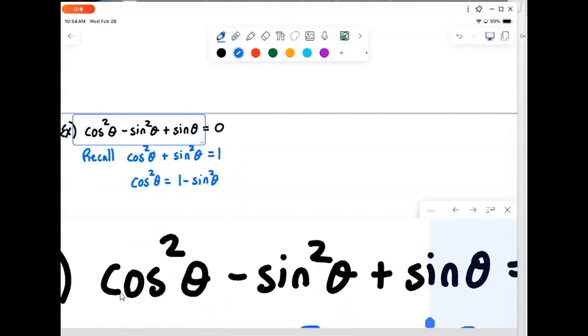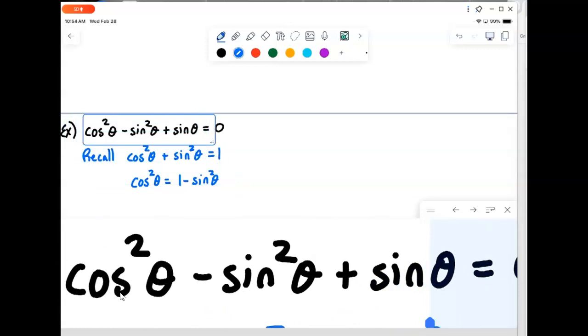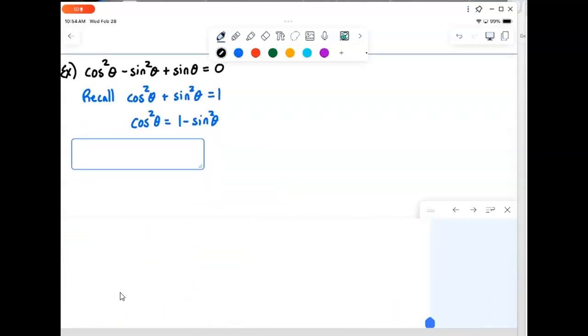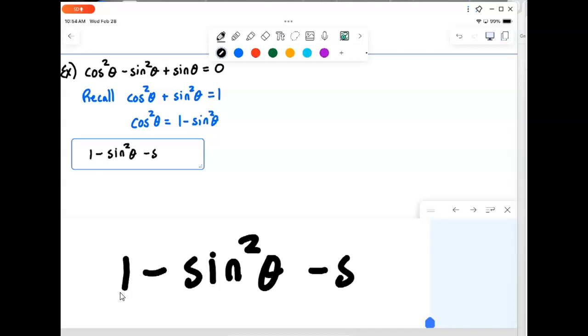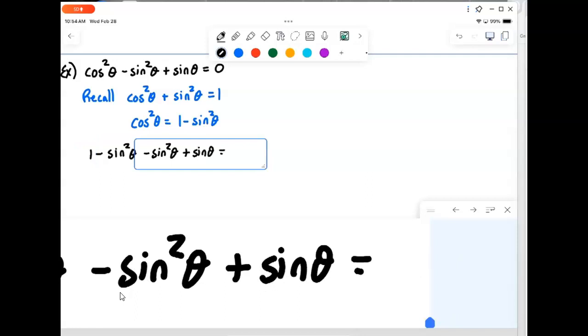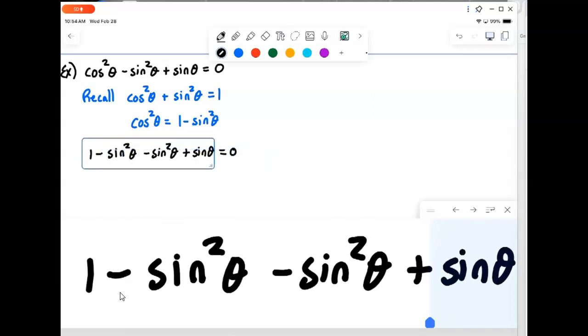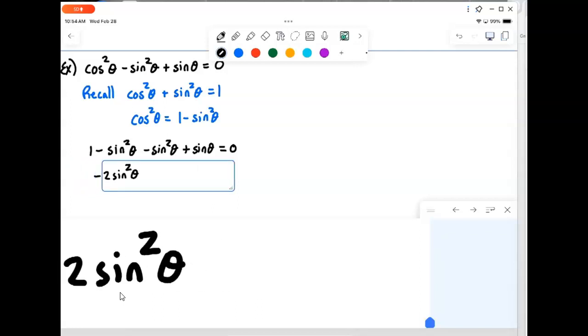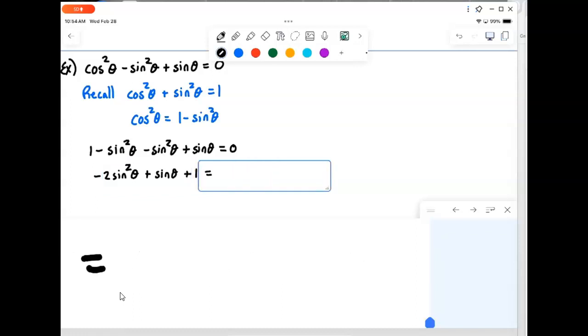So that I can go into this upper equation here now and replace that cosine squared up there with this expression. And so I do that. And I get 1 minus sine squared minus sine squared plus sine equals 0. And so now I do a little bit of rearranging. So I have some like terms here. So 2 sine squareds. So minus sine squared and minus sine squared will be minus 2 sine squared plus sine plus 1 equals 0.